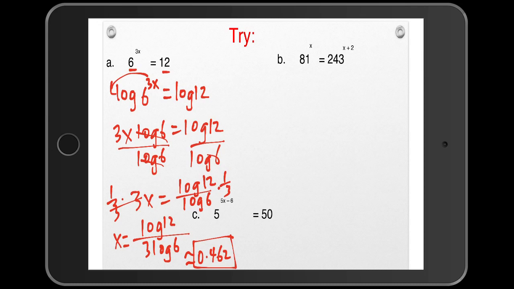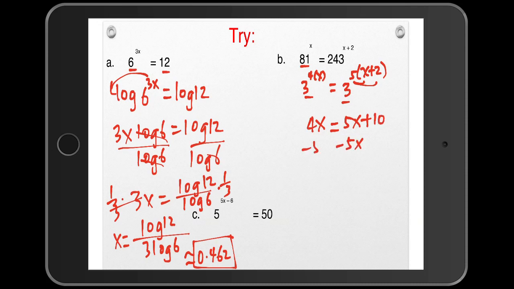Part B, we are actually going to rewrite 81 and 243 as a base, because I realized that 81 is 3 to the 4, and then we have x. And then 243 is actually 3 to the 5th, and then we have x plus 2 on the side. So because the bases are equal, we can set up the exponents. 4x equals 5, and then distributing, we have 5x plus 10, minus 5x from both sides. I have negative x equals 10, and therefore x equals negative 10 as your final exact answer.